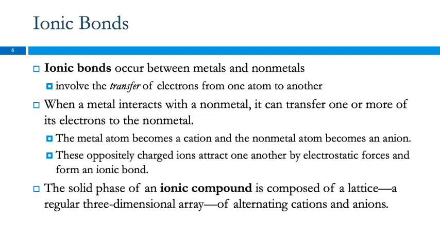The solid phase of an ionic compound is composed of a lattice, a three-dimensional array of these alternating cations and anions. It's a little bit like putting a magnetic building toy together, and you have to alternate the metal pieces with the magnet pieces to make a structure.